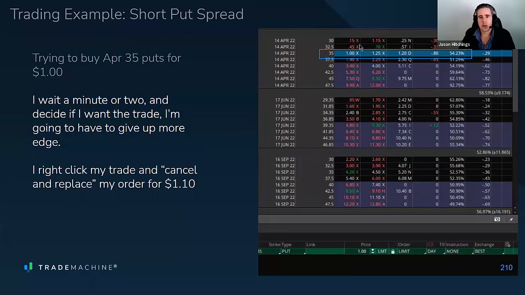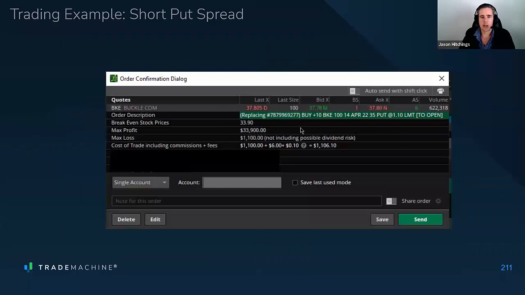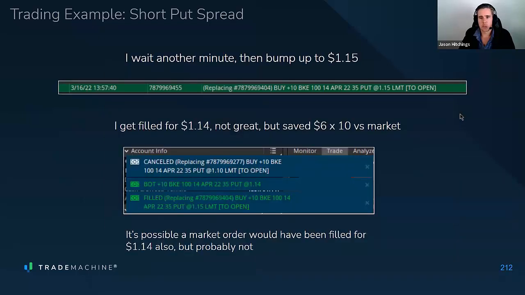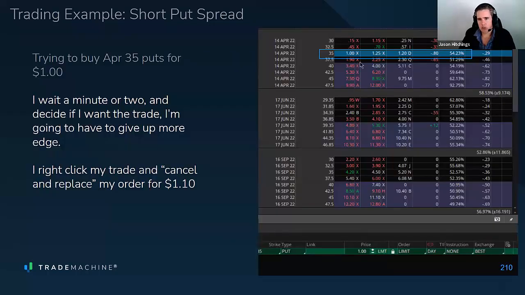I wait a minute or two, no luck. If I want to do this trade, I better be a little more aggressive. So I bump it up to 110. So I do a little replace order. I send the new order in at 110. I wait another minute, still didn't get through at 110, so I just bump it up to 115. I get filled at 114. So 114 is not a great trade here, but it's better than 125.